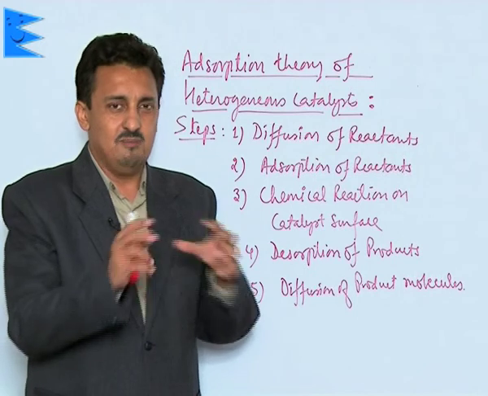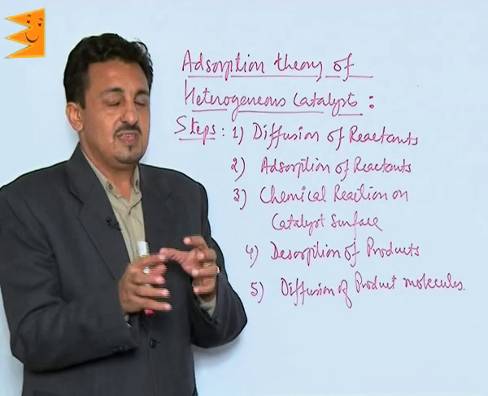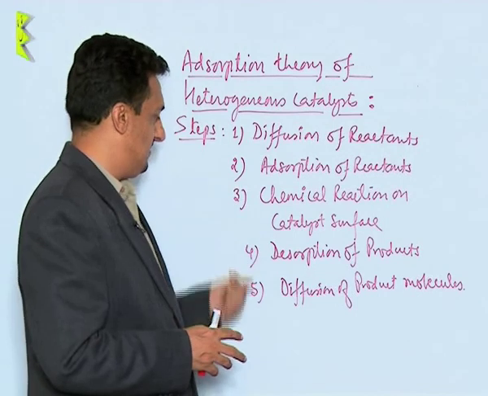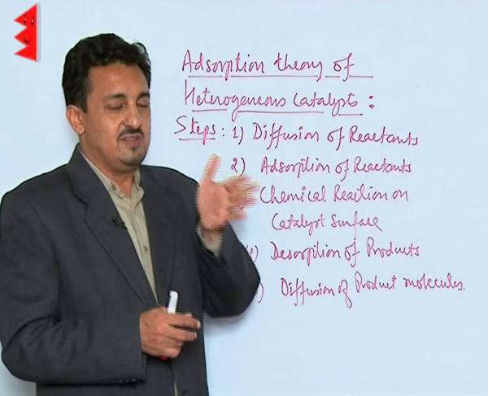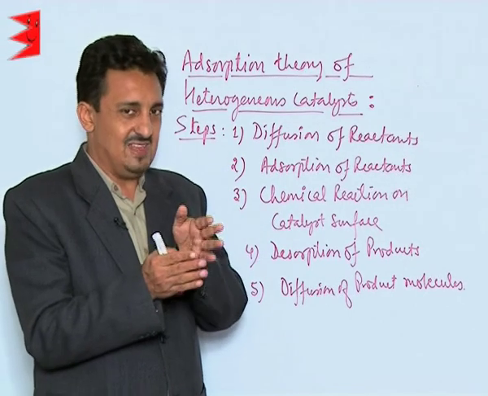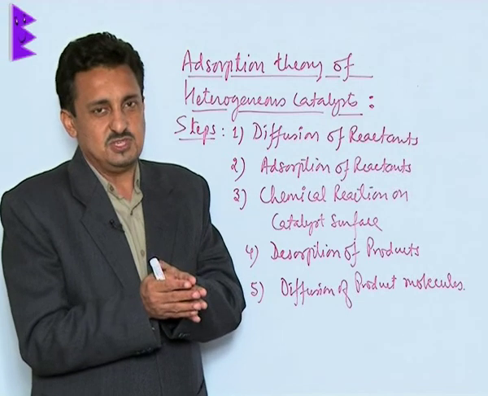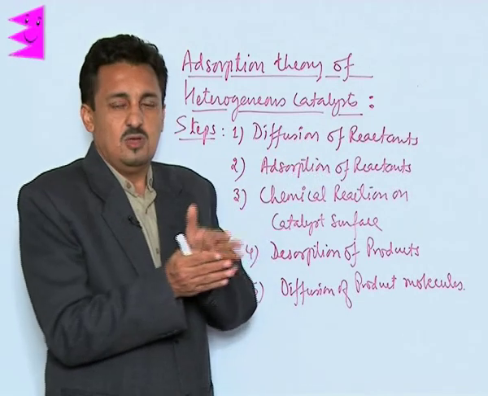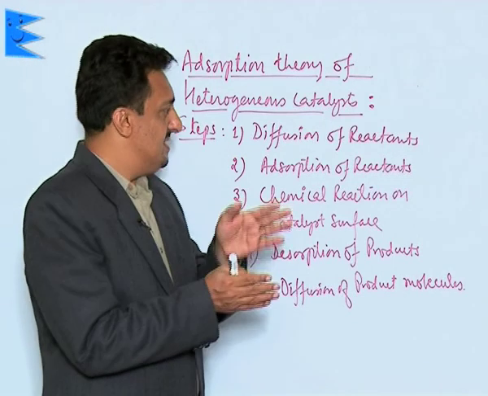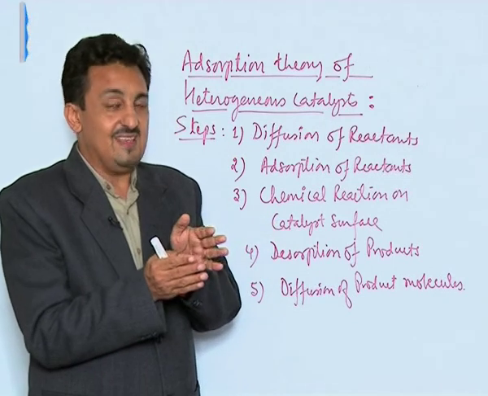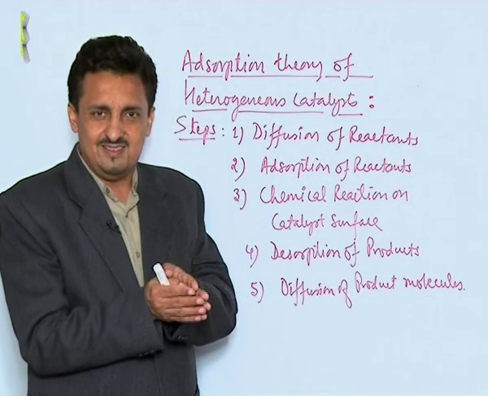Now this whole phenomenon, how the heterogeneous catalyst catalyzes the reaction, can be studied in 5 major steps. The first is that the reactants diffuse towards the catalyst surface, because their concentration is higher outside and it's very low at the surface of the catalyst. So they diffuse to the surface of the catalyst. Then when they get diffused, they get adsorbed there. So the second step is adsorption of the reactant molecules on the catalyst surface.